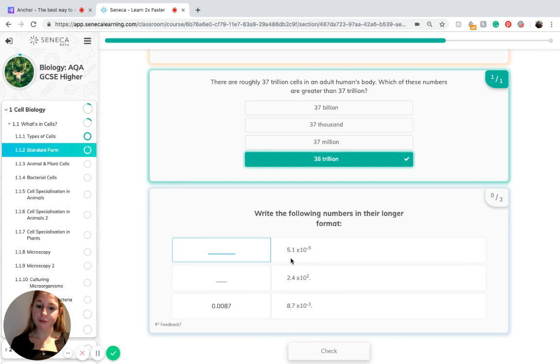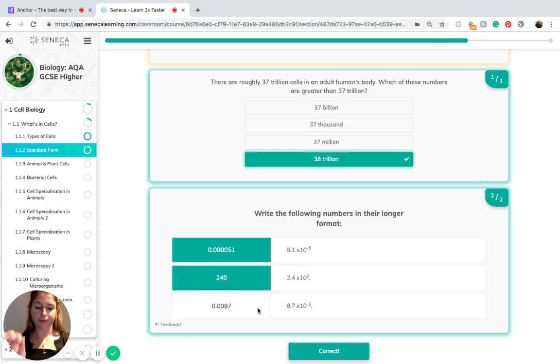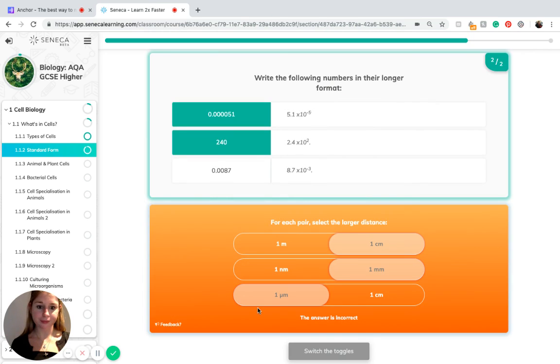So to convert 5.1 times 10 to the minus 5 to its longer format, we are moving the decimal point to the left by 5 positions. So it's becoming 0.000051. 2.4 times 10 to the 2, we're moving the decimal point by 2 places to the right. So it's becoming 240.